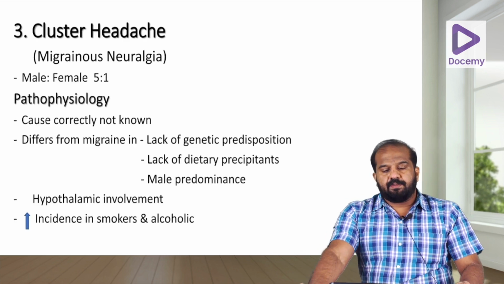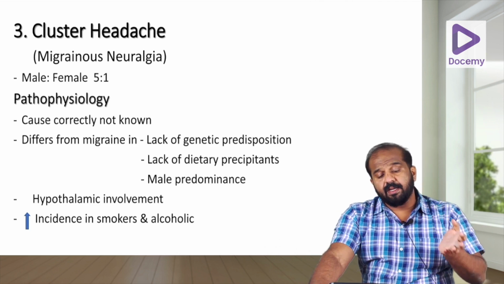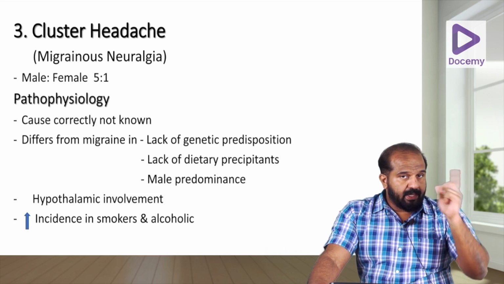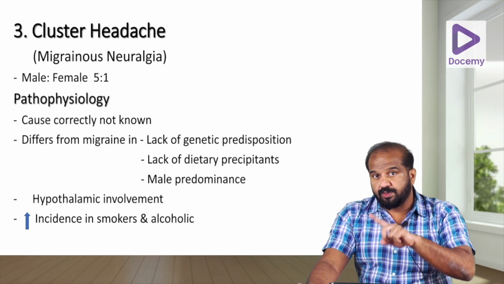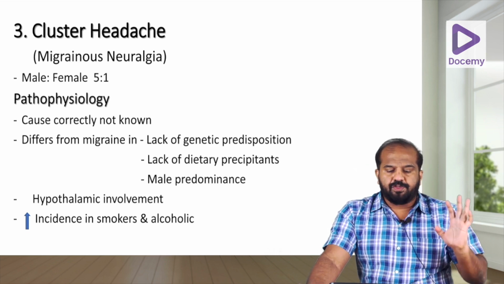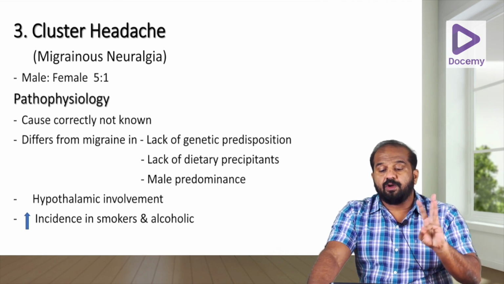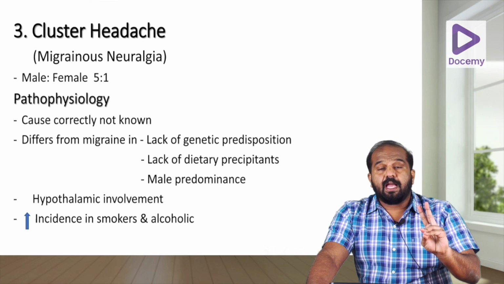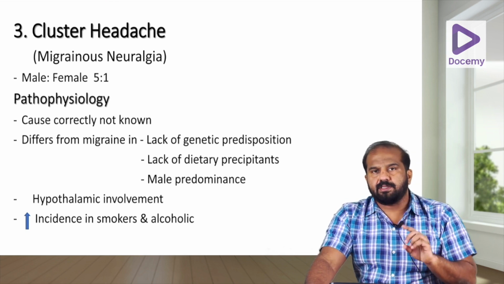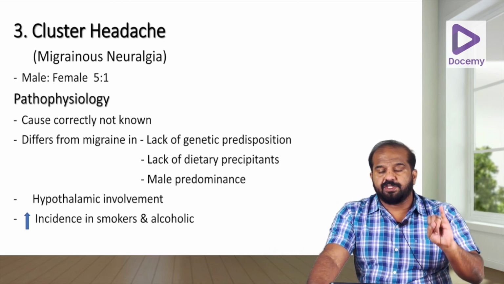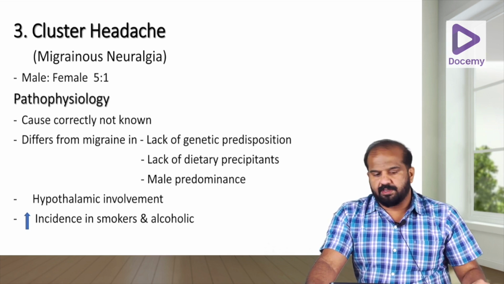Cluster headache, the third type of headache, is otherwise known as migrainous neuralgia. In migraine there is a female preponderance of 4:1. Here, male to female is 5:1, so here there is a male preponderance. Pathophysiology, the cause is not correctly known. It differs from migraine, which you have to remember: lack of genetic predisposition, 1; lack of dietary precipitants, 2; and male predominance. These 3 points differentiate it from migraine.